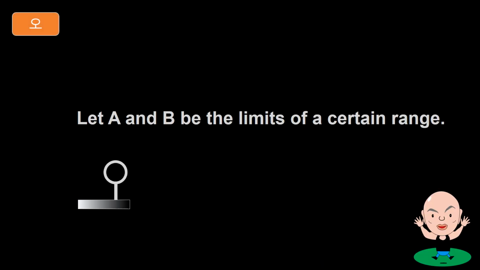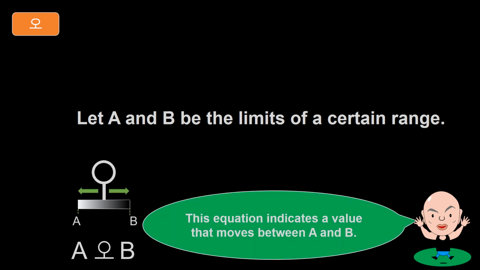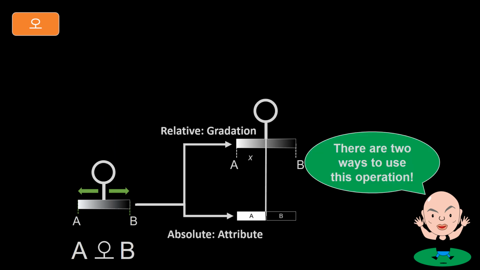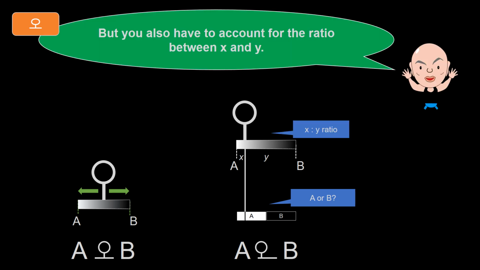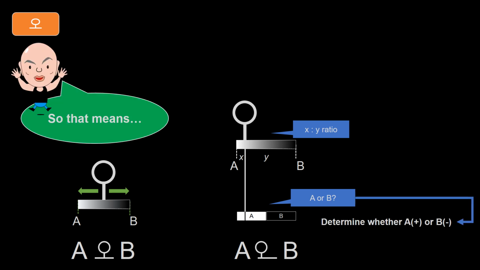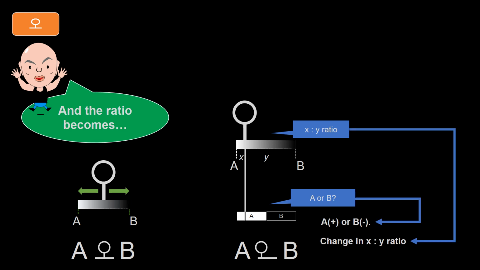Let a and b be the limits of a certain range. This equation indicates a value that moves between a and b. There are 2 ways to use this operation: relative gradation and absolute attribute. The upper part calculates the gradation, while the lower part judges a and b. The answer in this case is a, but you also have to account for the ratio between x and y. So that means determine whether a positive or b negative, and the ratio becomes change in xy ratio.